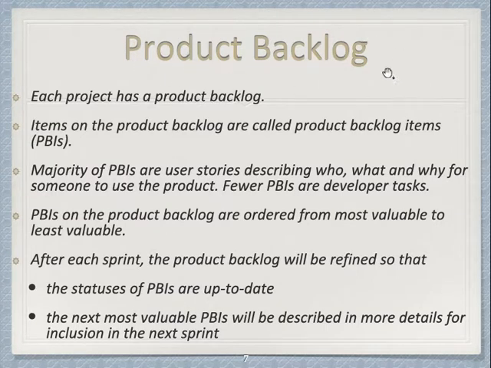The first document you would create is called the product backlog. A product backlog contains a list of items. Sometimes we call them PBIs, product backlog items. And the majority of them are user stories. We'll see in detail what user stories are. But basically, each user story would describe who is using the software or the system, what task she's trying to do, and why she wants to perform the task. So basically, the person, the action, and the benefit of doing that. The majority of the items on the product backlog are user stories, and a few PBIs are developer tasks.